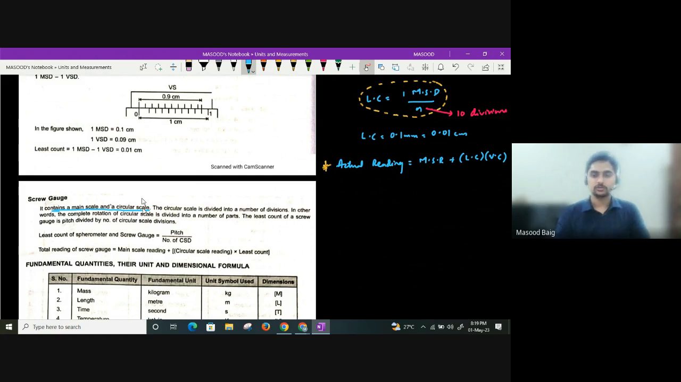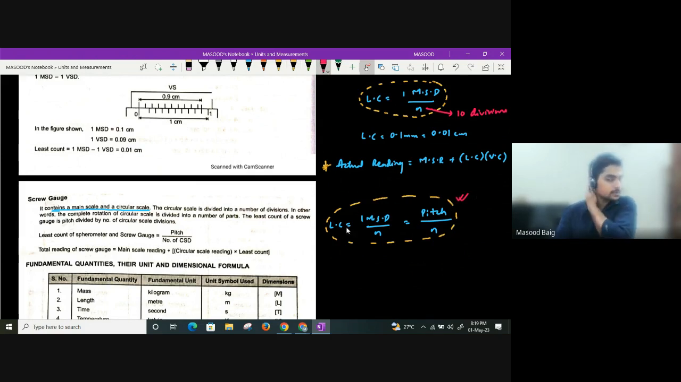So what we'll write again in this situation: least count, if I consider, is directly 1 main scale division divided by the number of divisions on the circular scale. It is also given as pitch of the screw gauge divided by number of divisions. It's a very, very important formula, guys. Pitch was asked in 2020. So the least count of a screw gauge will be given as 1 main scale division divided by n.